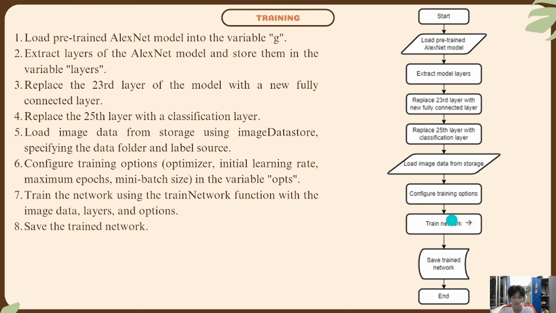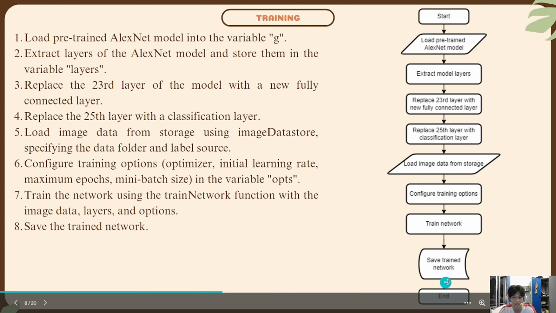train the network. In this step, it may take a lot of time to train the network, depending on your CPU speed. So we use the trainNetwork function with the image datastore and options. Lastly, we save the trained network and end.